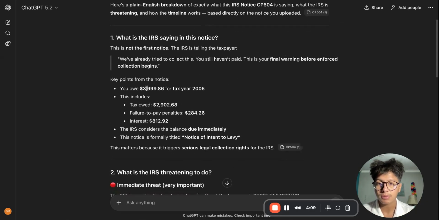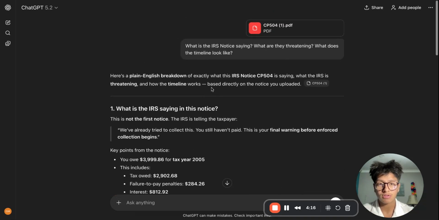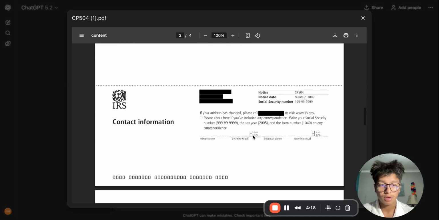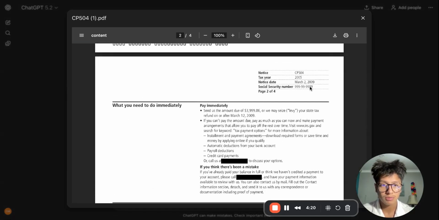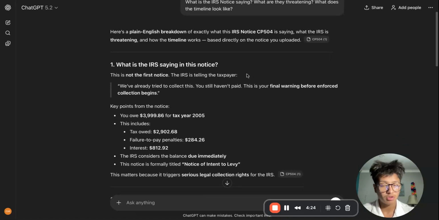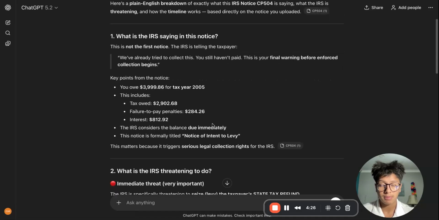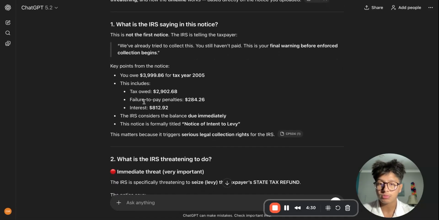So here are the key points from the notice. You owe almost $4,000 for tax year 2005. Very key, 2005. If we go back here, we can notice that this is actually talking about tax year 2005. AI these days is very accurate, guys, but you still have to go back and make sure you're doing your due diligence, make sure that the information is correct. Key points from the notice: tax owed, failure to pay penalties, etc.